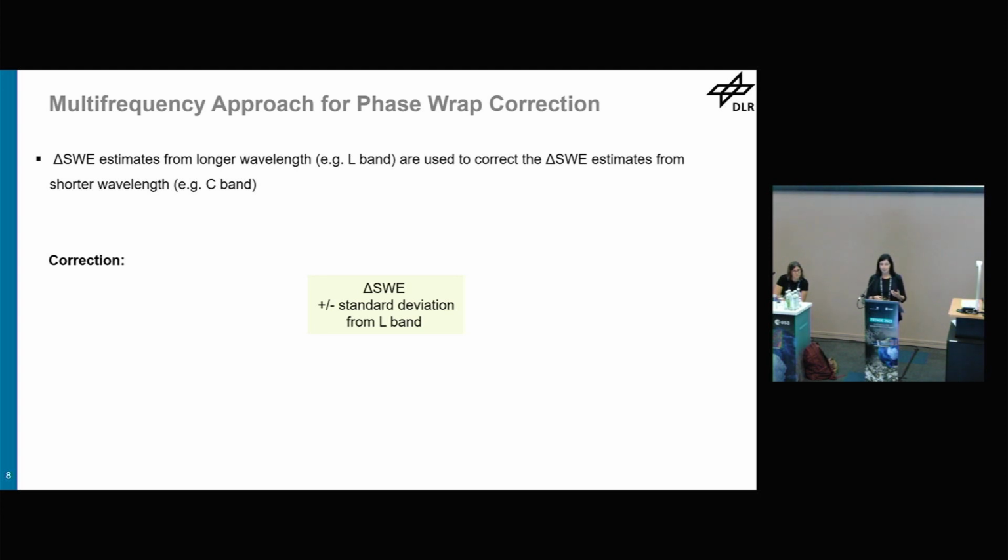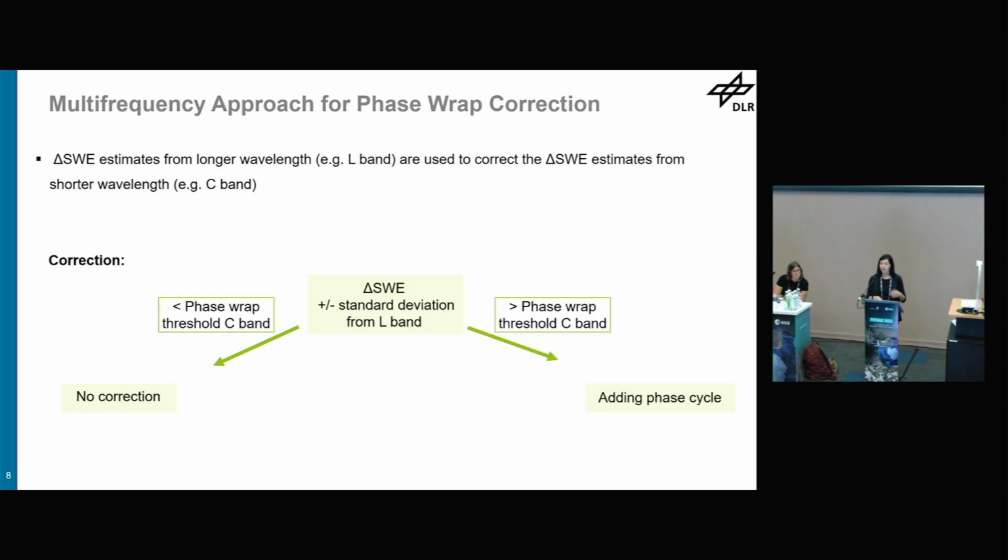The basic idea is to calculate the sweep change, including the standard deviation, from L-band measurements. When they're below the phase wrap threshold for the C-band measurement, no correction is performed. And if they're higher, then the missing phase cycles are added.